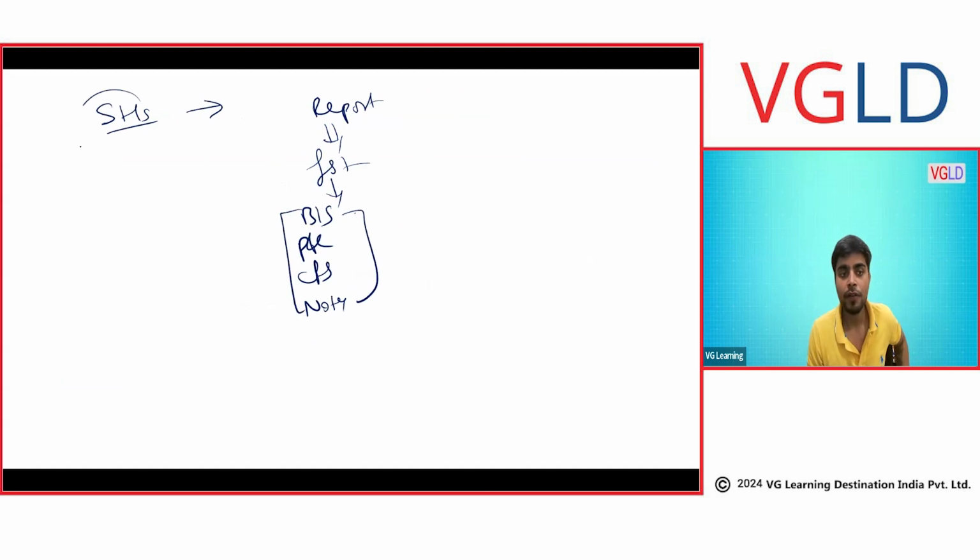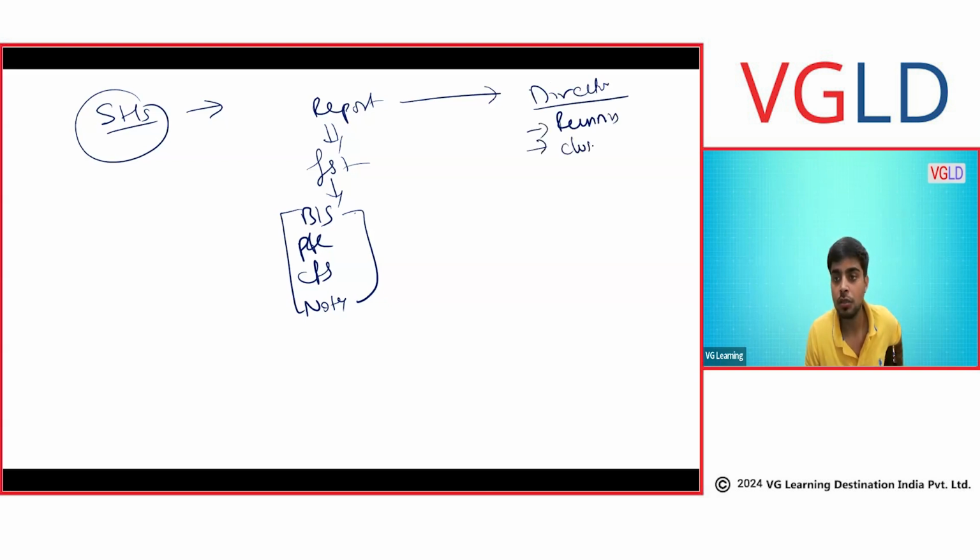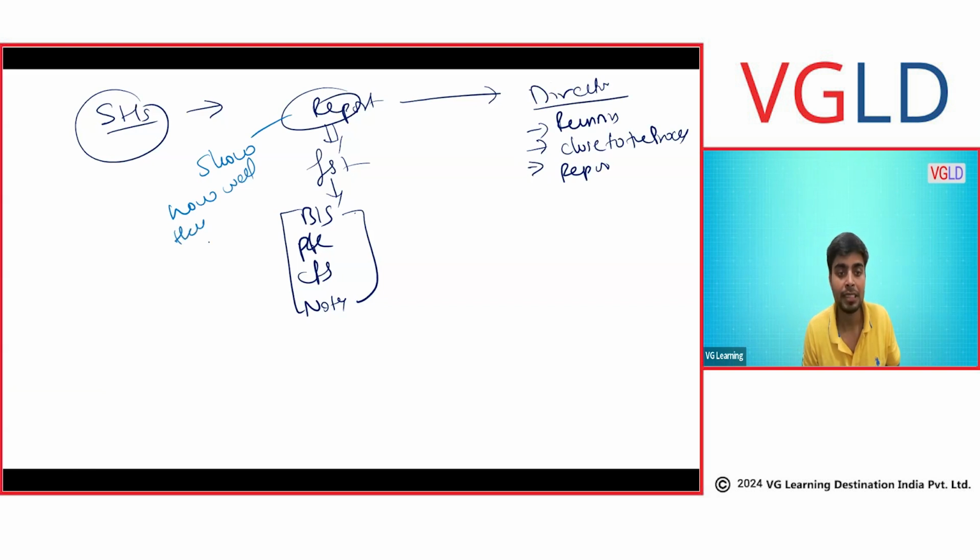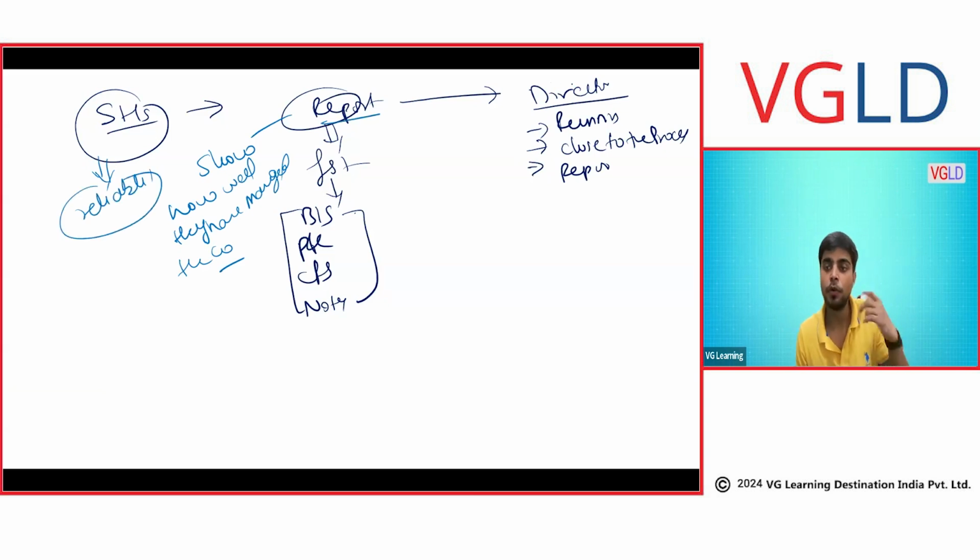Now, what will happen? The shareholder will get this report from the director. Directors are the ones who are running the company. They are the ones close to the process. Okay, they know the reality of the company. So they report this to the shareholder to show how well they have managed the company. Now, in order to get reliability on this report, because this report is prepared by the director.